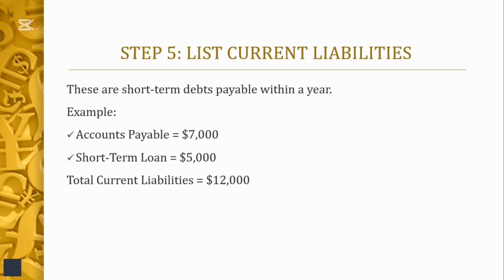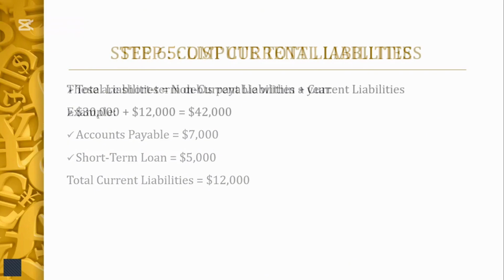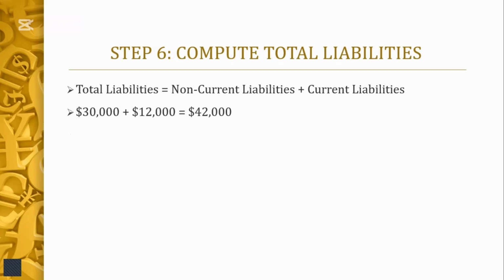And our total current liabilities, therefore, are 12,000, right? Taking into consideration that 7,000 for accounts payable and the 5,000 for the short-term loan. Please note, more modern current liabilities would be things such as a credit card. When we have to compute our total liabilities, it will be our non-current liabilities added to our current liabilities, giving us 30,000 plus 12,000, which was 42,000.